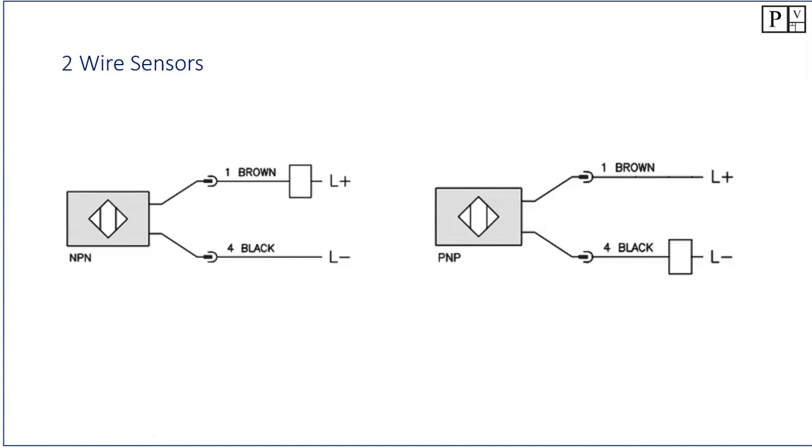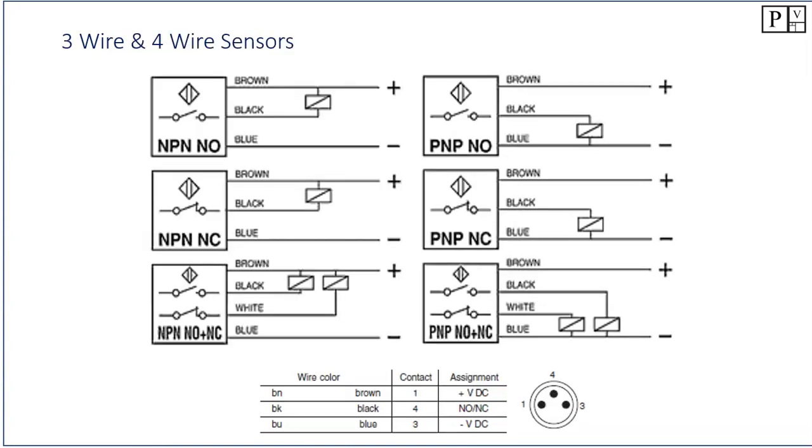So be careful on the wiring here. Okay, let's take a look at the 3 and 4-wire. The 3-wire, like if I give you this diagram right here, I'll hopefully have whited this out so I don't give you the answer. But this one here, the box is the PLC.